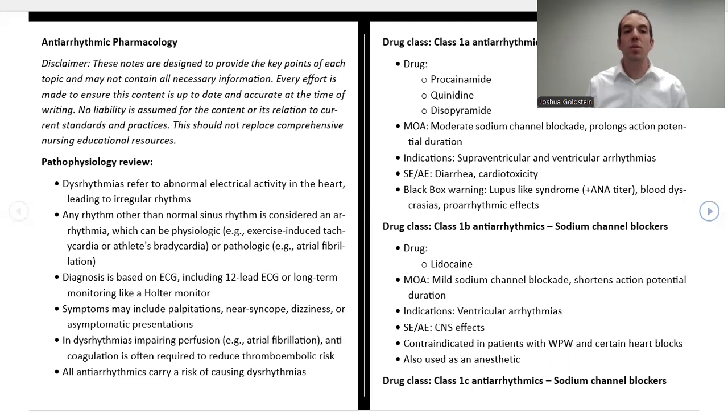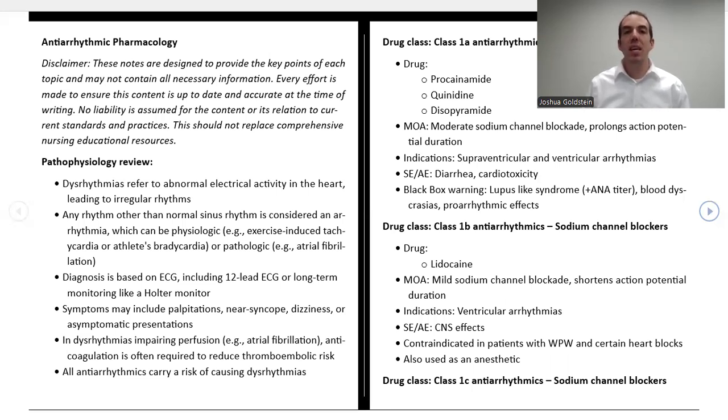The way we diagnose dysrhythmias, and again, I'm not going to go too deep into this since this is pharmacology, but we diagnose it based on an ECG. Almost always that would be a 12-lead ECG. We don't really use the 3 or 4 or 5 lead for diagnosis. We use it more for monitoring. We can also do this based on long-term ECG monitoring, such as with a Holter monitor.